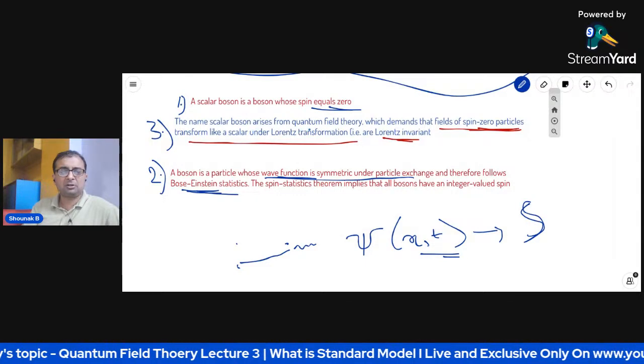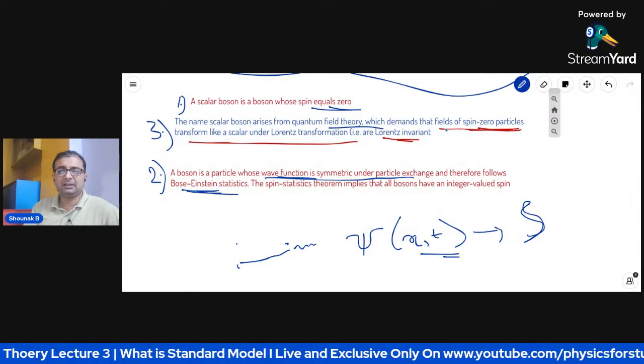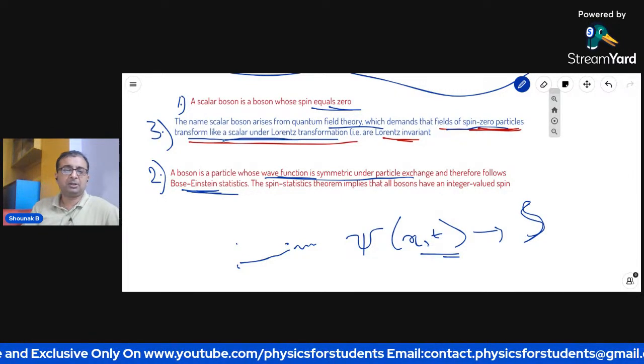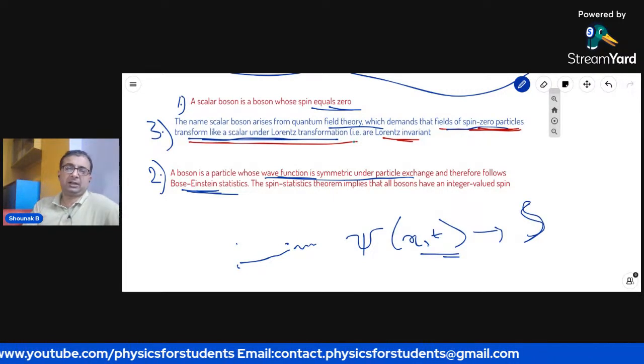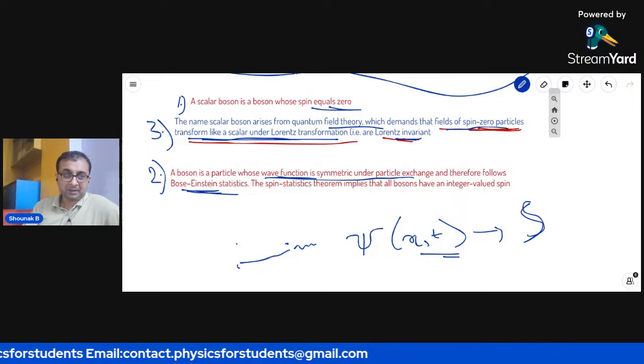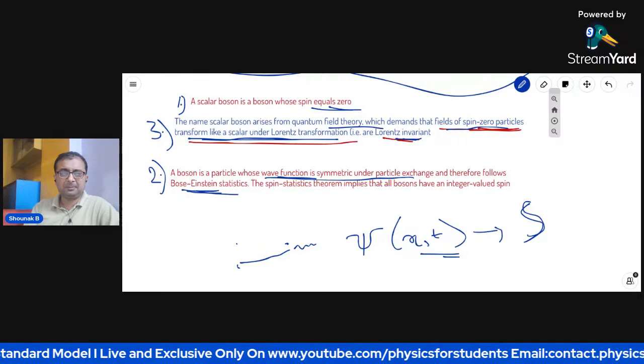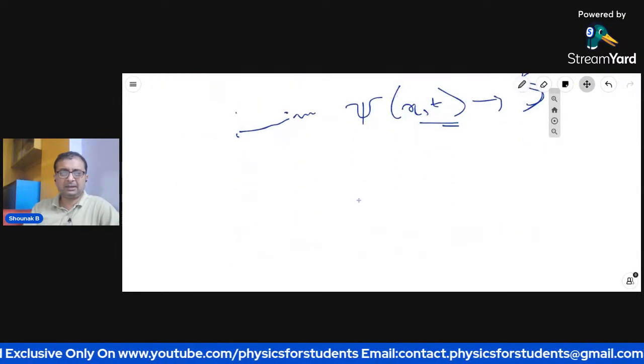The name scalar boson arises from quantum field theory, which demands that the fields of spin zero particles transform like scalars under Lorentz transformation. We all know about special relativity, that is Lorentz invariant. Now I would like to tell you something very important. Right at this moment, quantum field theory and the special theory of relativity are in some way joining hands with each other. Can you see this one? Why? Let me show you again. Read this line again. Let me make it in a fresh way. Just wait, I will plug in one by one.